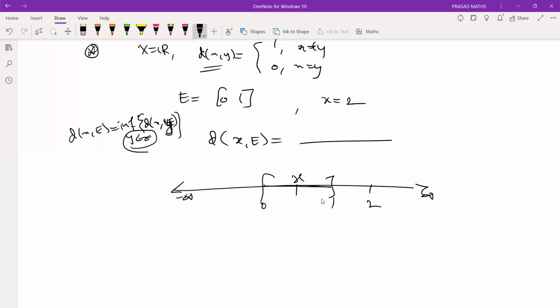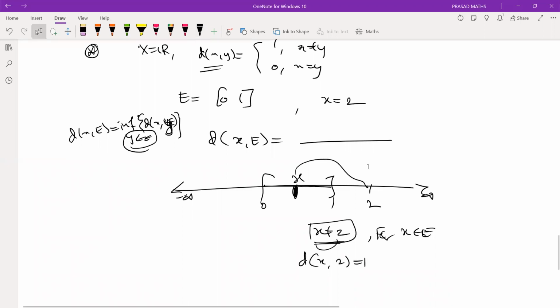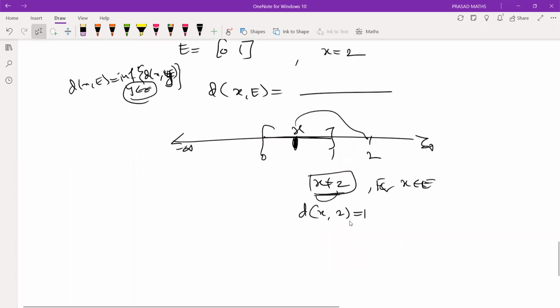That means you take any point within the set. Are they equal? No, right? Because x is in the set, but 2 does not belong to there. Therefore, x cannot be 2. So for any point x in E, x should not be equal to 2. Whenever x is not equal to 2 in discrete metric, what is the distance? 1. That means it is true for every x belongs to E.